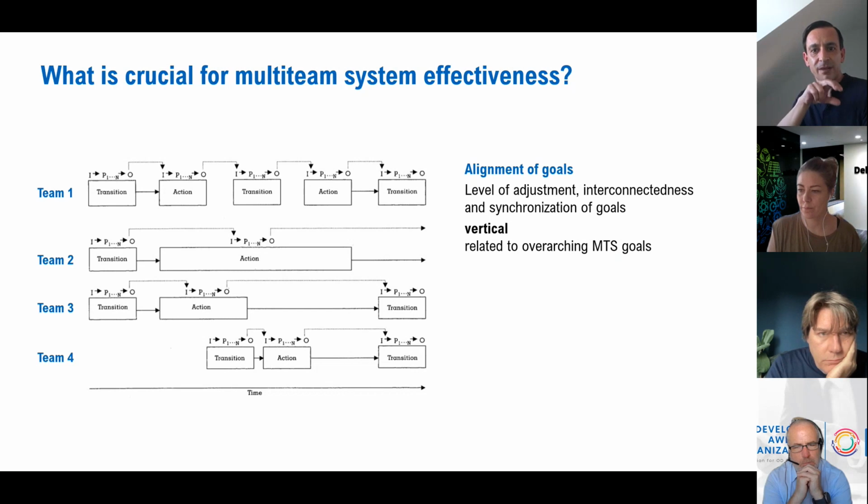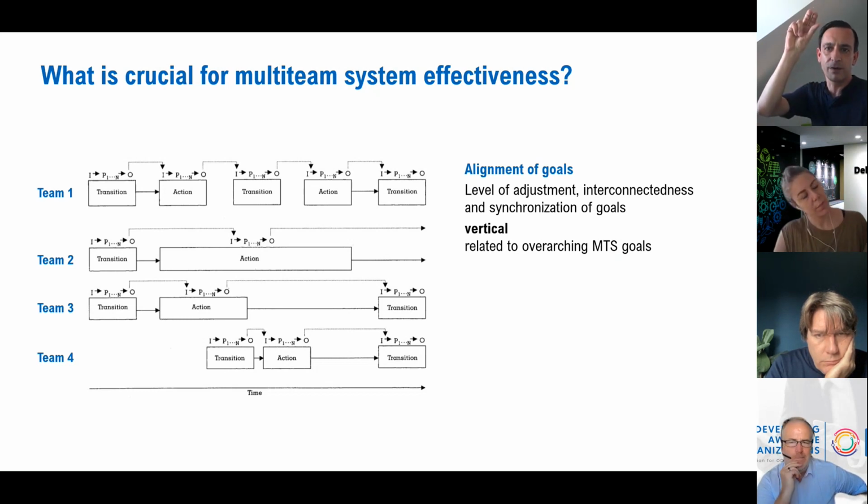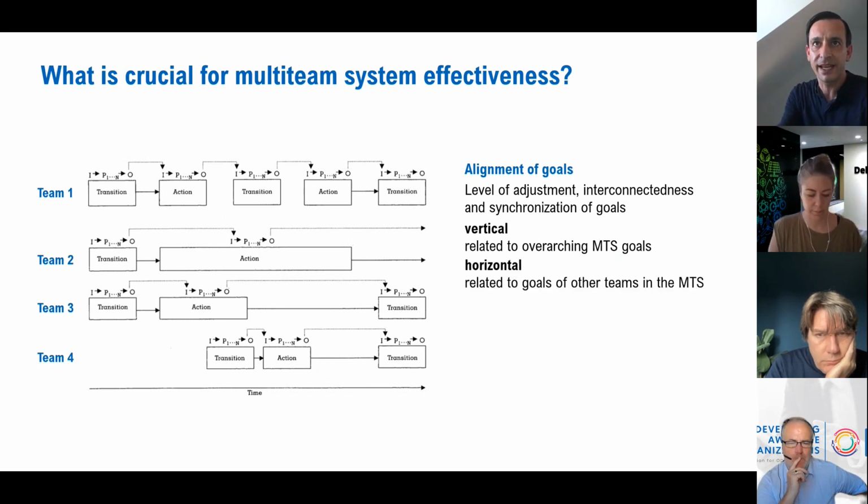So you as a team have to think about how you, with your goals and the products that you produce, contribute to the overarching goal. And on the other hand, there's horizontal alignment, related to the goals of other teams in the multi-team system. So you not only have to look up to the overarching goals, but also think about how you are interconnected with other teams in order to fulfill your mission.